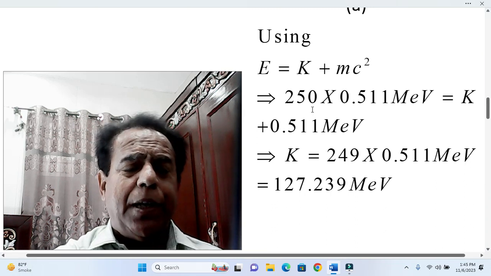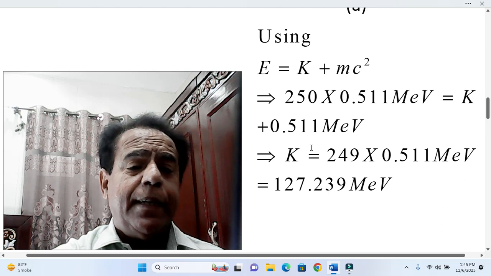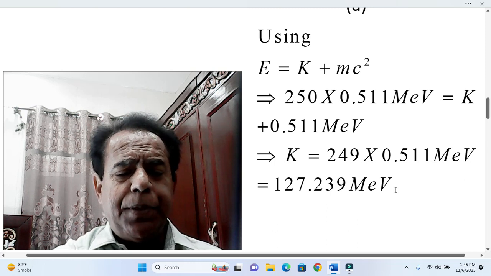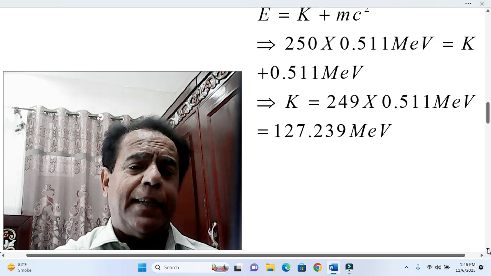From here when we keep kinetic energy K on one side, our simplification will lead us to kinetic energy being equal to 127.239 million electron volt. This is the kinetic energy.